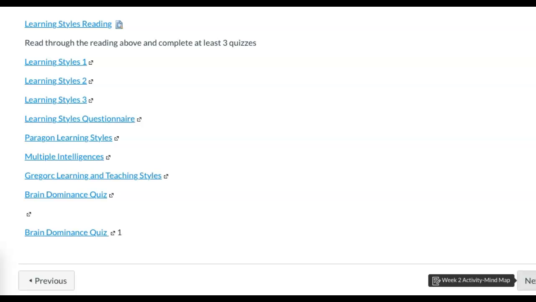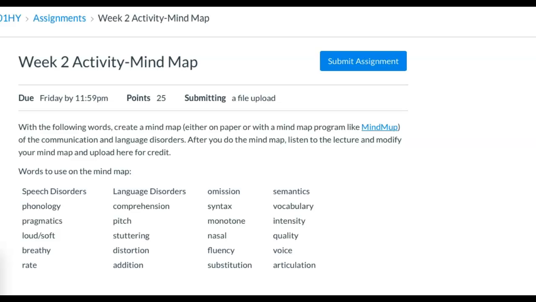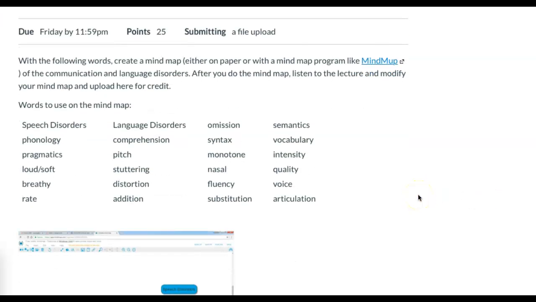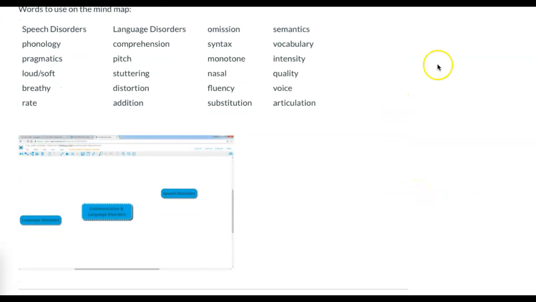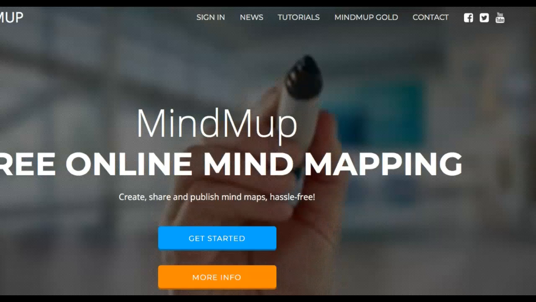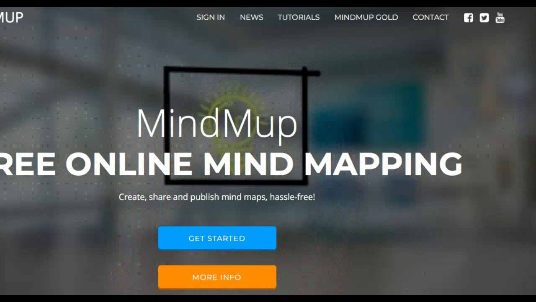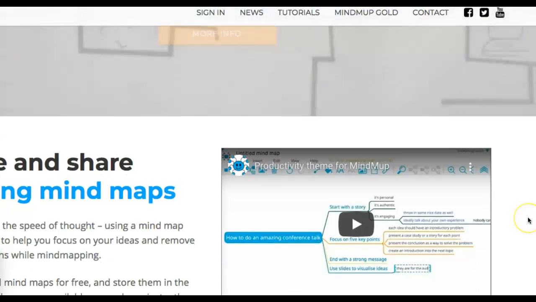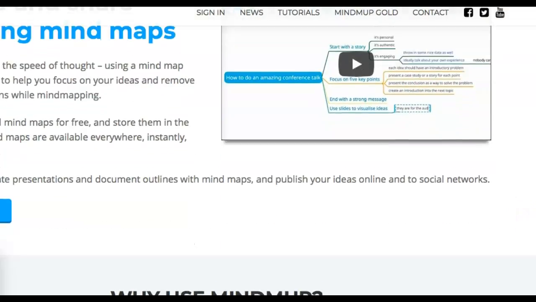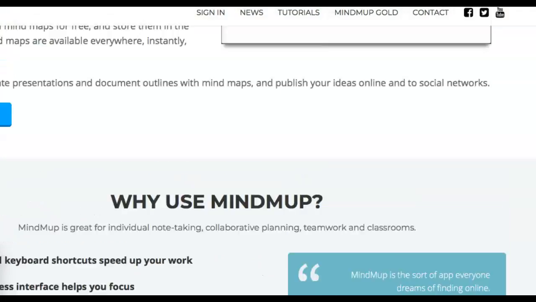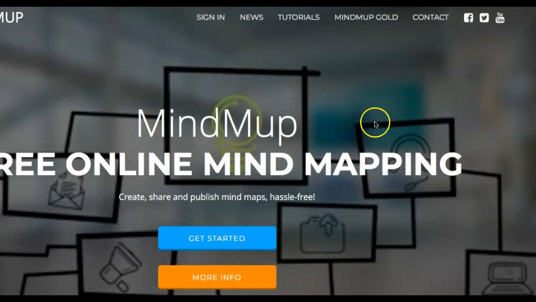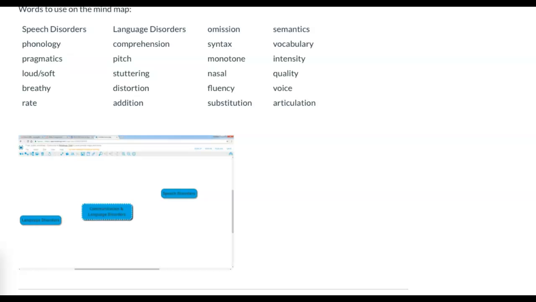Then the activity is going to be a mind map. And so what a mind map is, a graphic organizer. And so I've started you off there. You'll go to mind map. It's free. You can watch a tutorial. But a graphic organizer is one way that you can visually represent your thoughts. And so this is a great way to make connections. So I've started you off with a mind map.